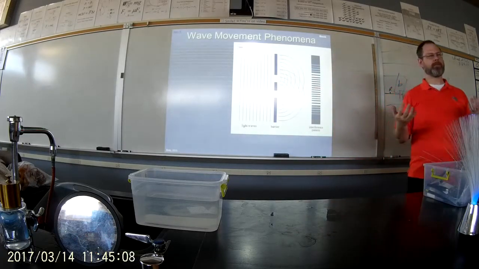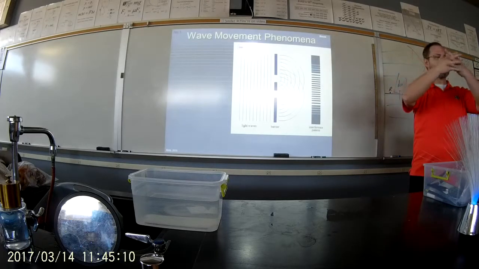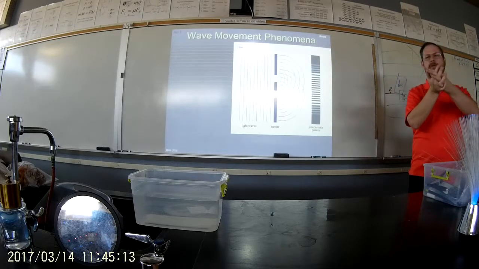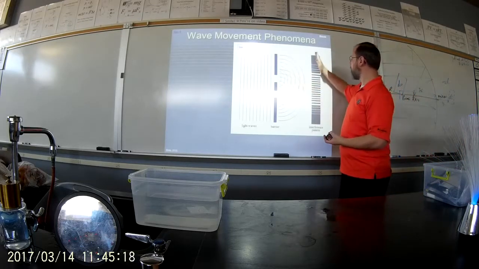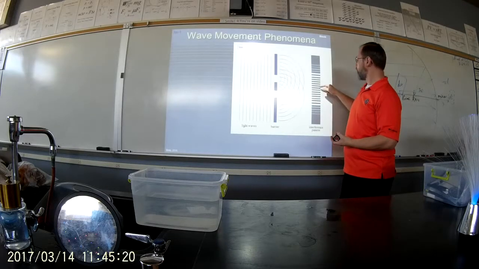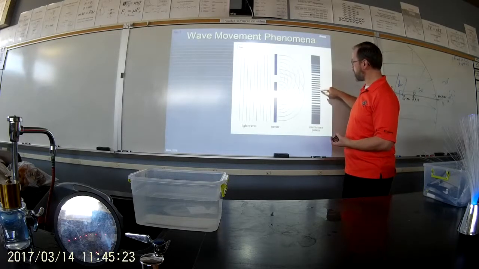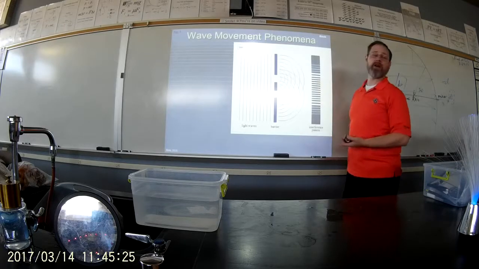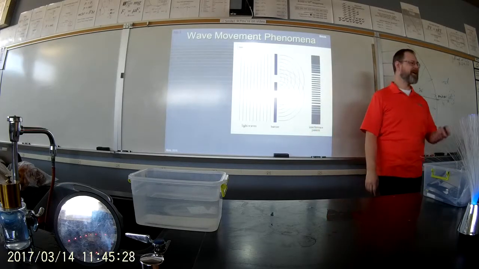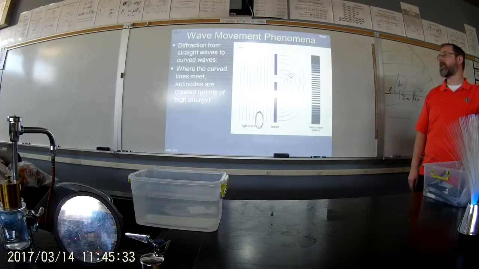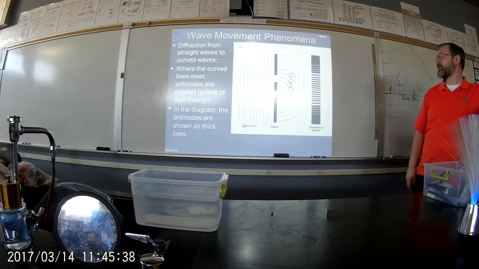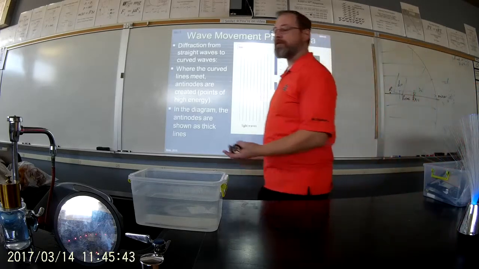Remember interference? When you have wave energy that sums together, when they arithmetically add their amplitudes? Well, when the waves overlap, they can create a pattern on the screen where you have bright stripes representing the antinodes and dark stripes representing the nodes. Again, I don't want to spend a lot of time on it, but diffraction forms straight waves and curved waves. When the curved lines meet, antinodes are created at points of high energy. In the diagrams, the antinodes are shown as thick white lines, and the nodes are shown as thick dark lines. I don't want to spend a lot of time on it because diffraction simply isn't all that important at your level.